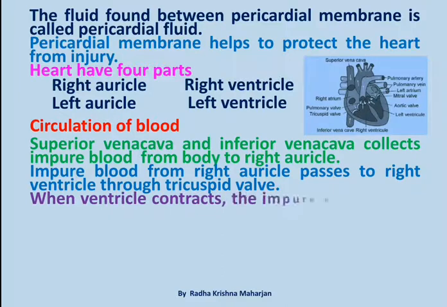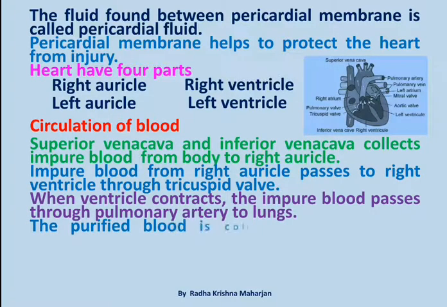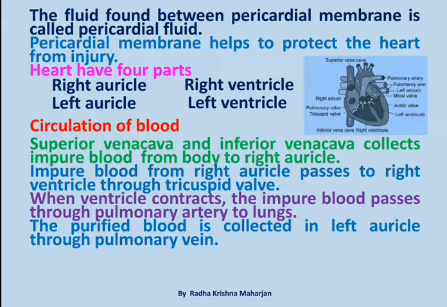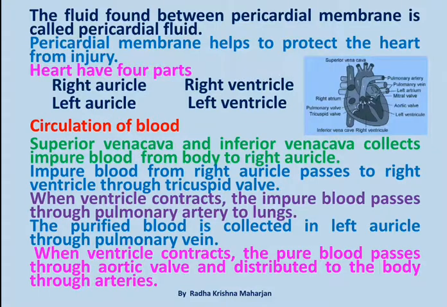When ventricle contracts, the impure blood passes through pulmonary artery to lungs. The purified blood is collected in left auricle through pulmonary vein. When ventricle contracts, the pure blood passes through aortic valve and is distributed to the body through arteries.